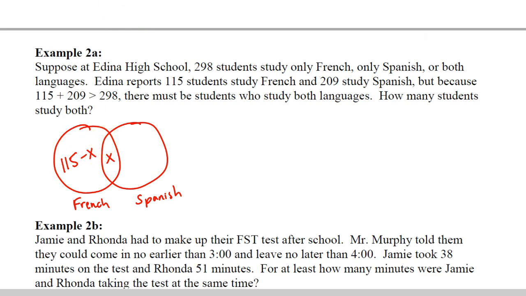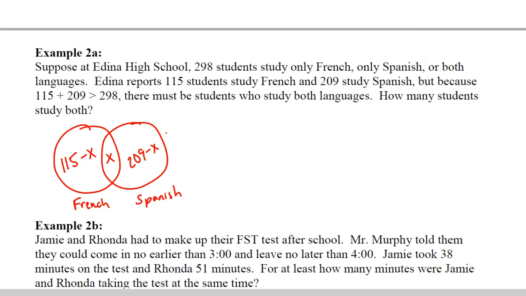Okay, so again, the reason why we're subtracting is because let's say if we knew that there were 10 people that were taking both classes, that means you'd have 115 minus 10, or 105 students that were only taking French. But we don't know how many are taking both, so that's our X, that's our unknown. So we're going to take 115 minus X, and that'll tell us how many students are only taking French. Well, then we're going to do the same thing for Spanish. Because we know that there's 209 that are studying Spanish, some of those, again, are taking both French and Spanish. So this section over here would be 209 minus X.